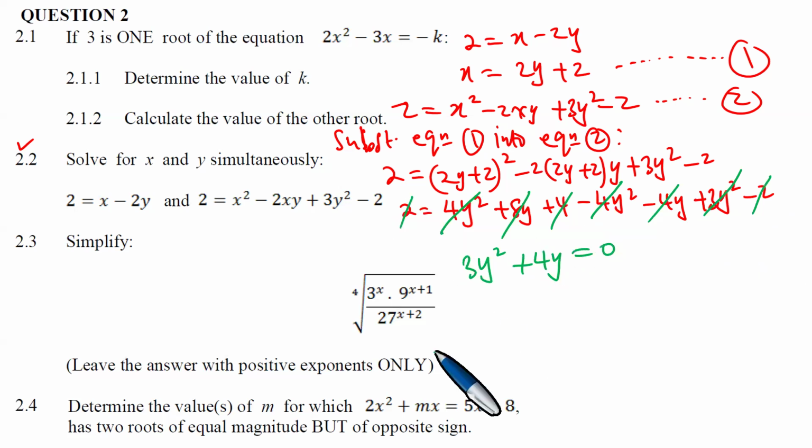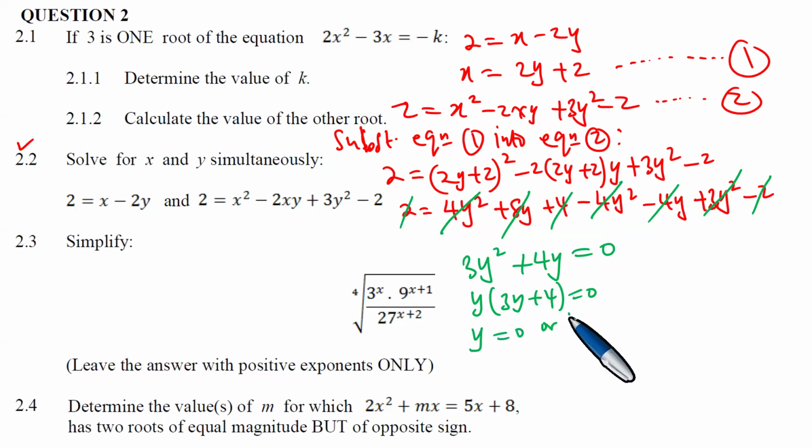So we're left with only this here. Okay, this is good. Y times 3y plus 4 equals 0. Y is naught. So y is minus 4 over 3.